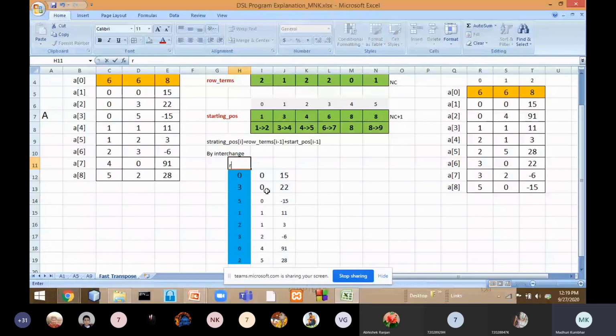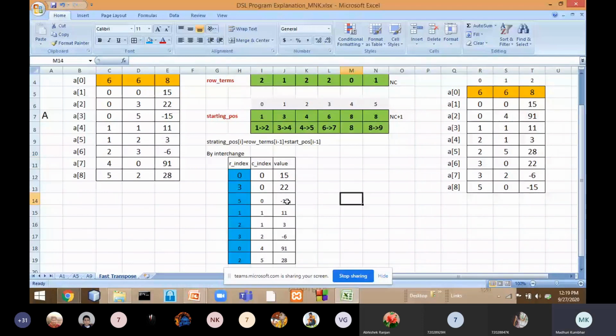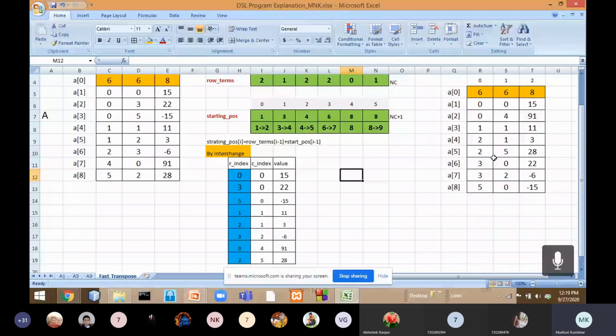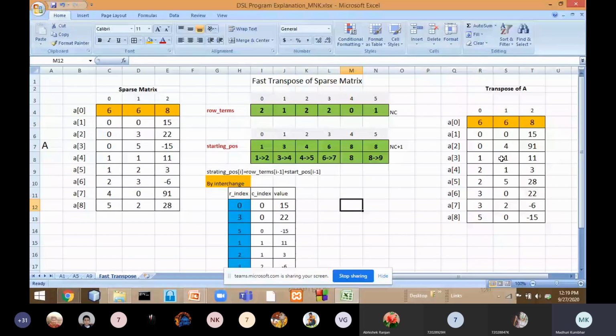Any doubt in this? Is it done? Check whether the transpose is correct. Is it correct? Yes, ma'am. Clear with this? So how many passes are required? Do I need to interchange this again? No, because if you observe, it is already arranged in row major order, in a proper way.